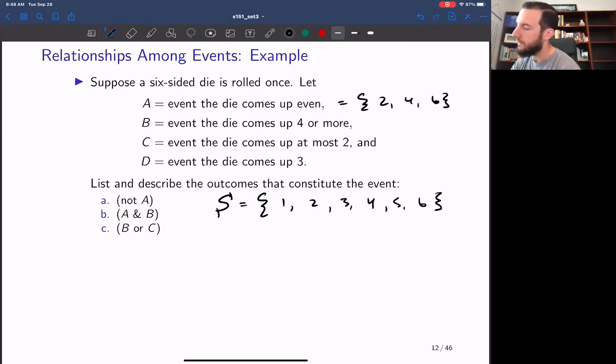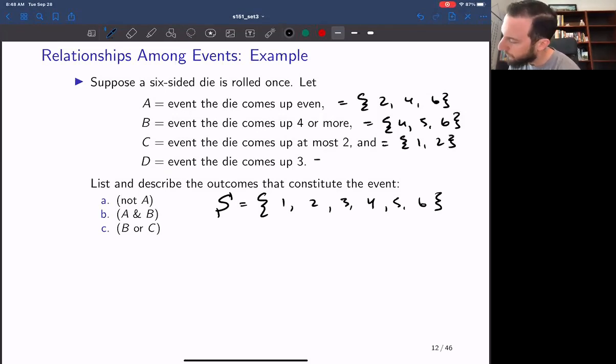Event B is the event the die comes up 4 or more. So 4, 5, 6. Event C is the event the die comes up at most 2. So this is going to be 1, 2. And event D is the event the die comes up 3. So this is going to be a 3.